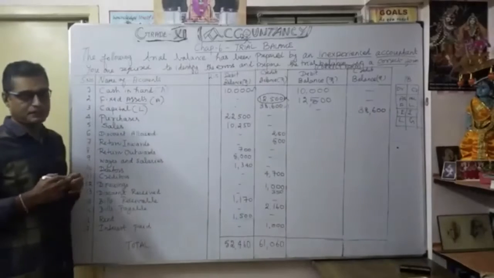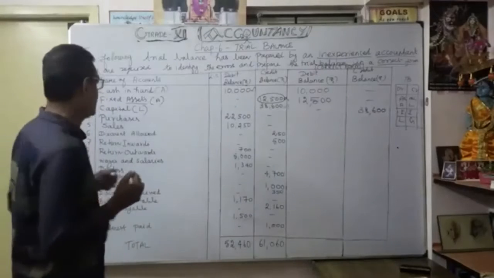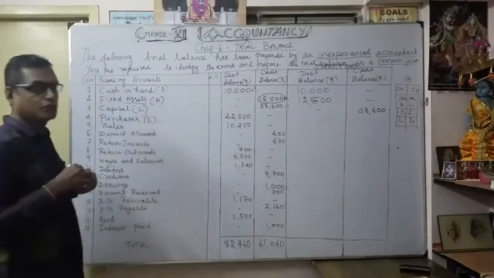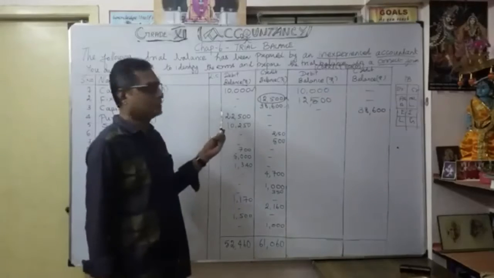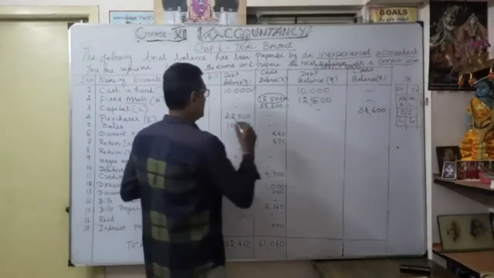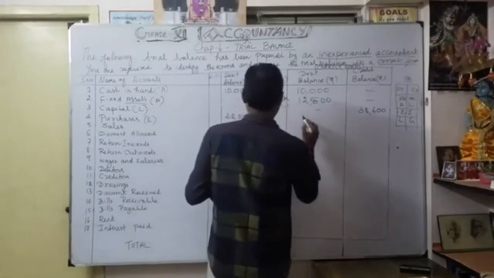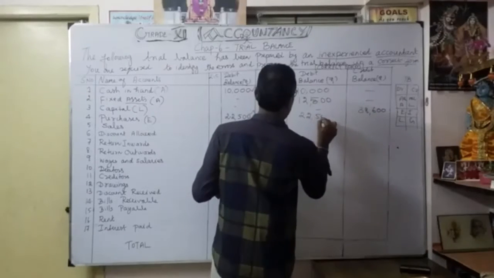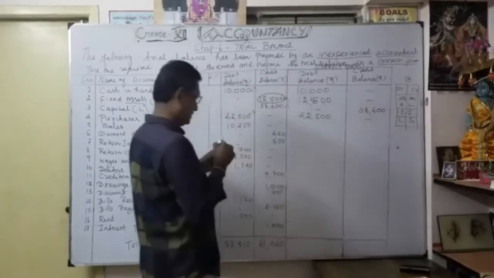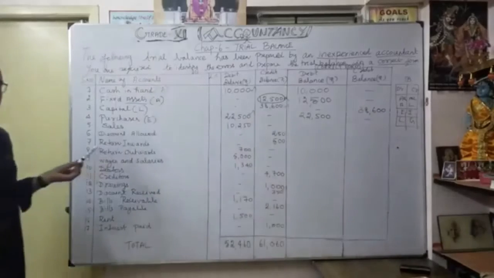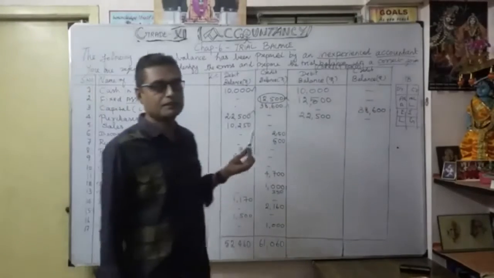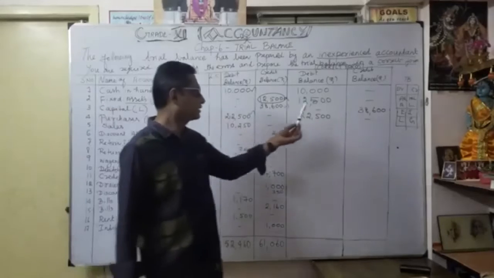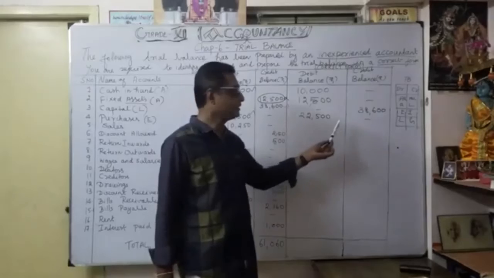Then next one, purchases. Which category does purchases come under? It comes under expenses. Here they wrote purchases as debit, which is correct. So I write here also 22,500 cash. As purchases come under expenses, purchases is always a debit balance, never a credit balance. Yes, it is correct. So I write again 22,500 cash.